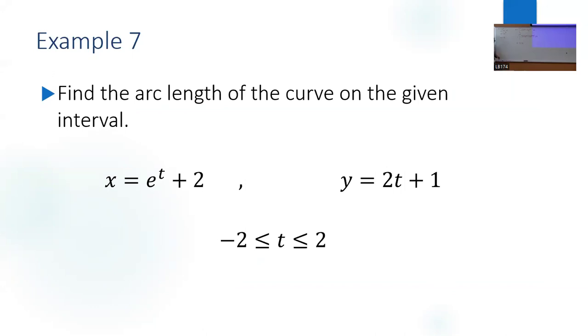Let's do this one as well. X equals e to the t power. Y equals 2t plus 1. Between t value of -2 and +2. So we're trying to find the arc length of this.